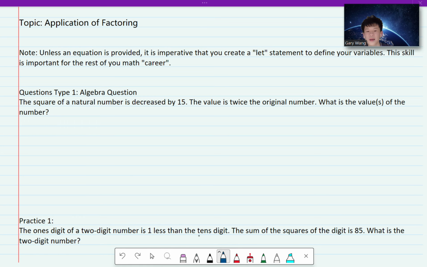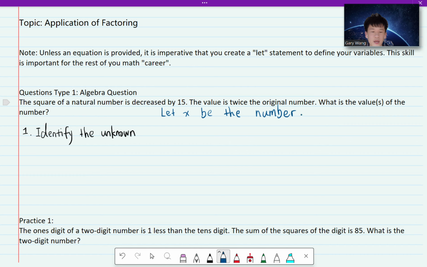So our first step of this kind of algebra question is to identify the unknown. So you want to know what value in the question is unknown. We can clearly see that the only unknown number right here is the number that we're looking for. So we can start by saying let x be the number.